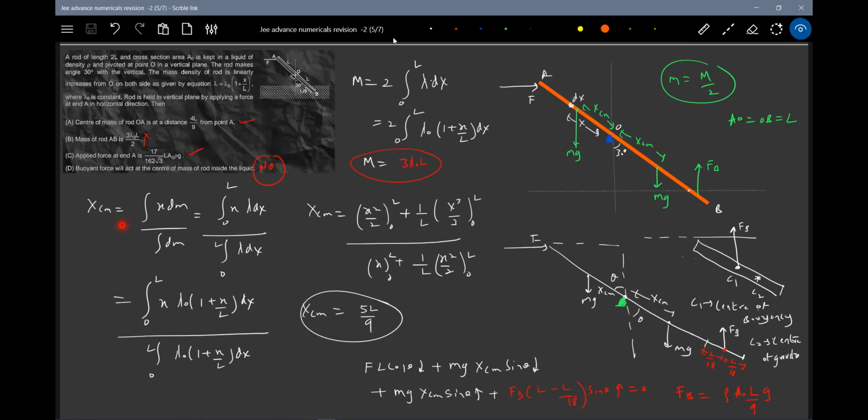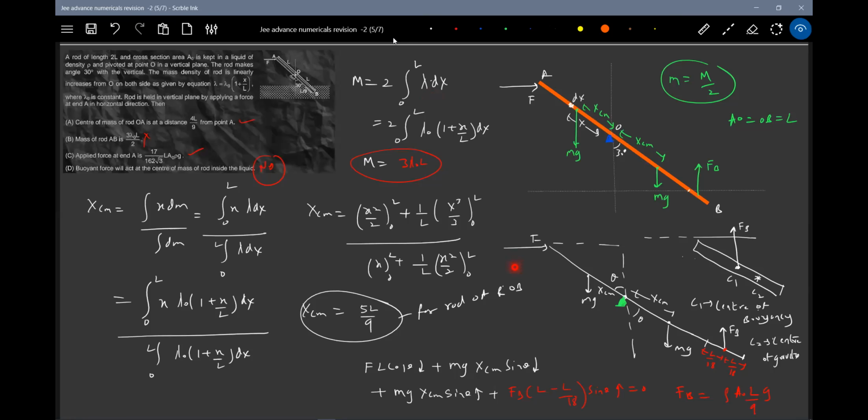Okay, the center of mass of the rod you can find using this particular formula, XCM equal to integral of x dm by integral of dm. Then substituting lambda with the given equation, lambda naught into 1 plus x by L, and integrating from 0 to L, we'll get the center of mass of the rod OA. That is equal to 5L by 9. This is applicable for rods OA and OB. Then the mass of the rod you can find out using this formula, integral of lambda dx, times 2, because both the parts are there.